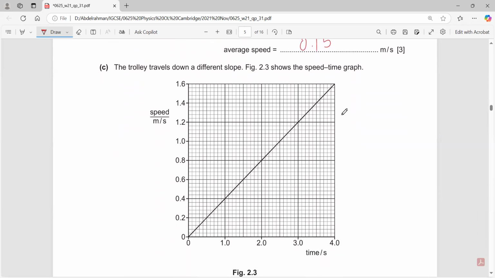Okay, this is while it's traveling down a different slope. We have a speed time graph down a different slope.